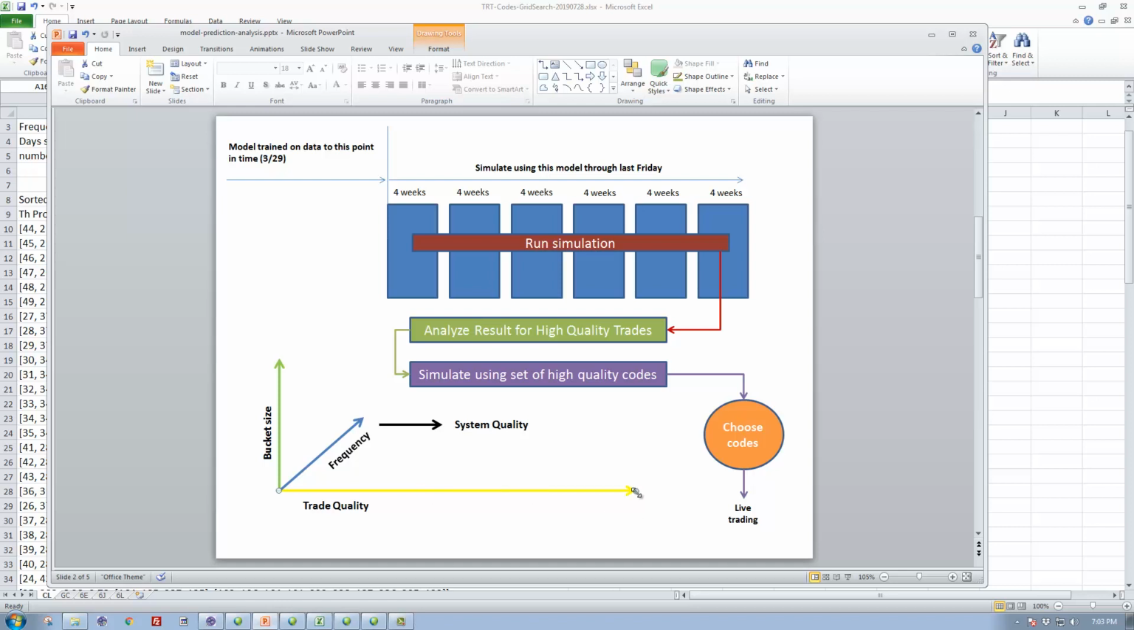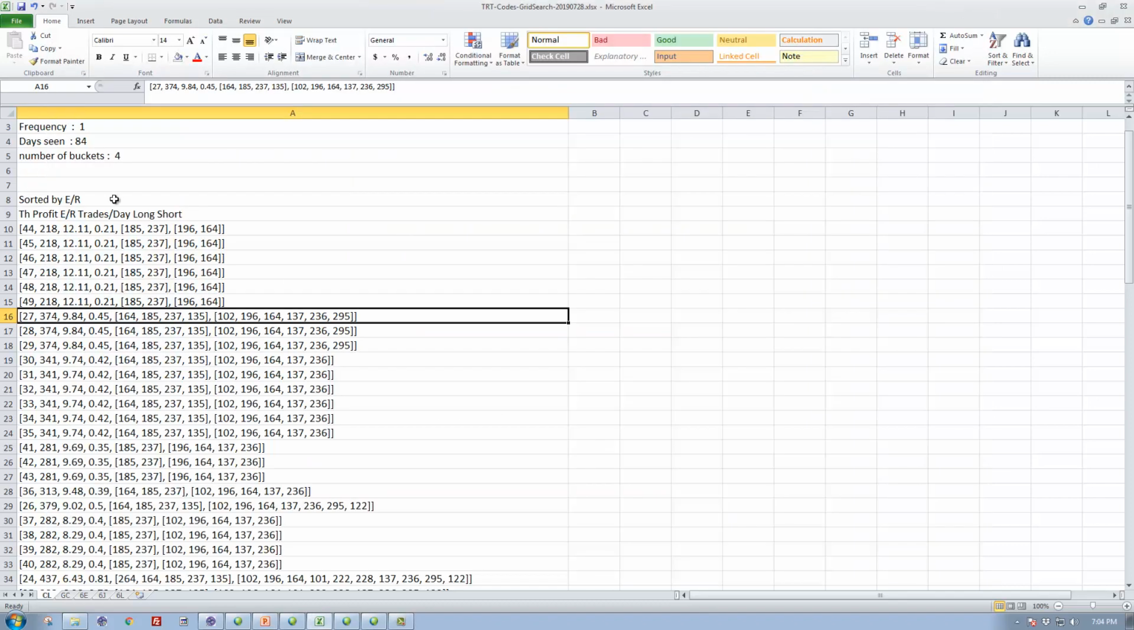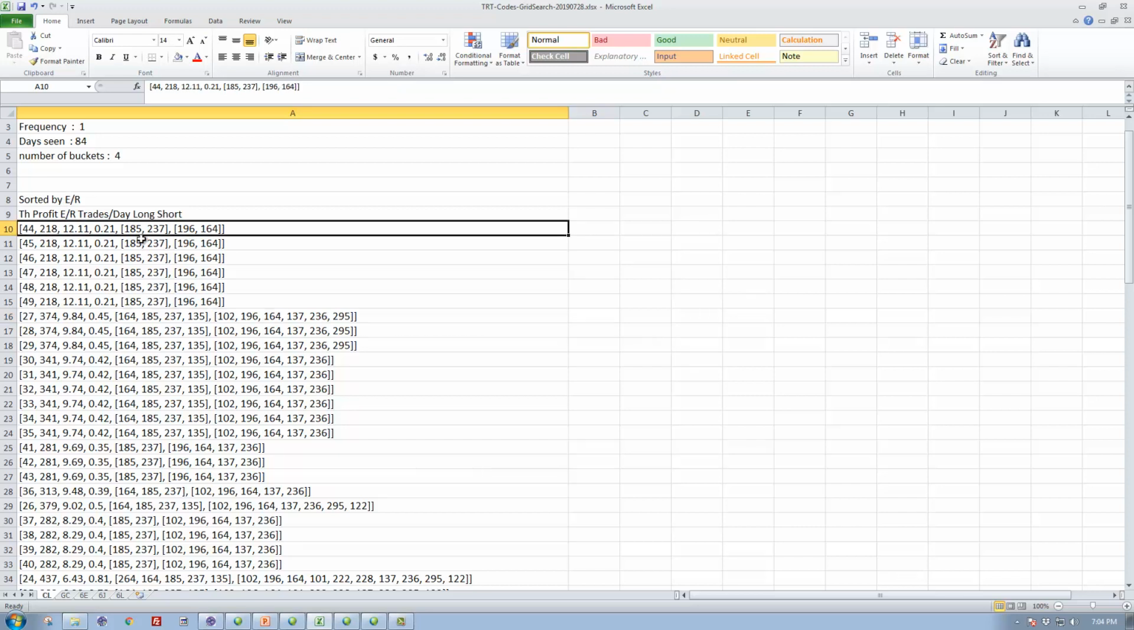And so what I do is I run this simulation analysis and then resimulation of the sets of codes using different trade qualities as the variable that's changing. So I'll run it for an ER of 10, 20, 30, 40, all the way up to 50. And then let's see what the results are. So if we go back to here, I've done that. This is for CL, and I've sorted the results by ER. So what was the best ER I got?